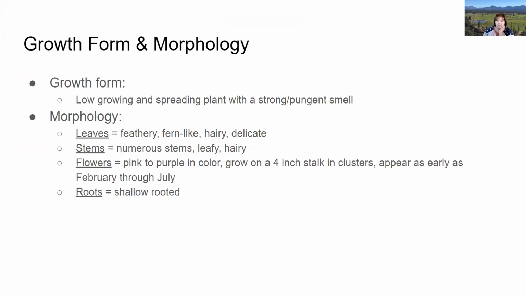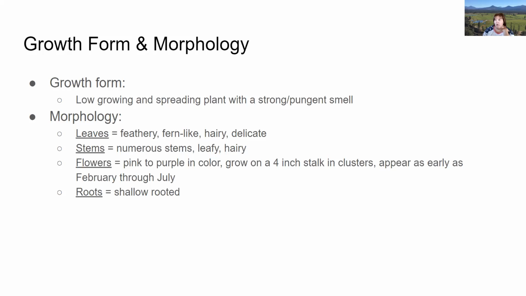Cool. To the next. And then for growth form, they're low growing and they spread out. They also have a strong and pungent smell. The leaves are feather-like and fern-like. They're hairy and very delicate. For the stems, there are numerous stems, leafy, also hairy. The flowers tend to be a pink to purple color, and they grow on a 4-inch stalk in clusters. They also tend to appear from February to July, and the roots are shallow.